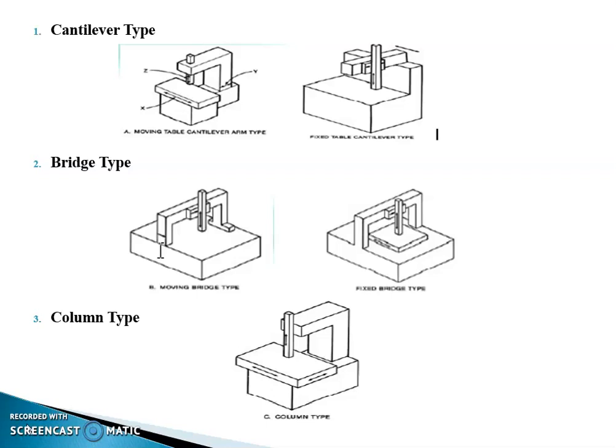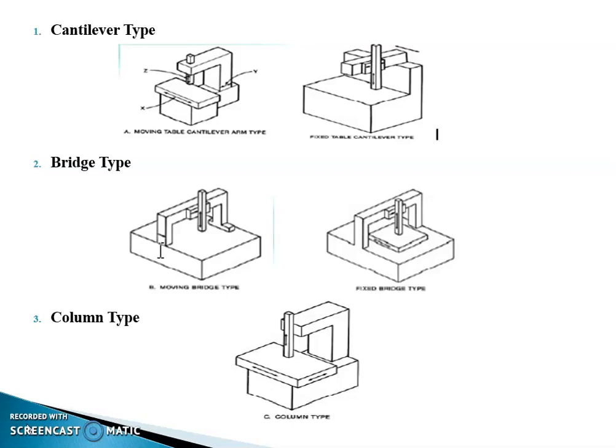This configuration provides a completely unobstructed work area, allowing easy access for the operator and the ability to load parts that are longer than the machine table. Since the cantilever is not supported at the other end, accuracy may sometimes be affected unless some kind of compensation is built into the system. That is about the cantilever type.